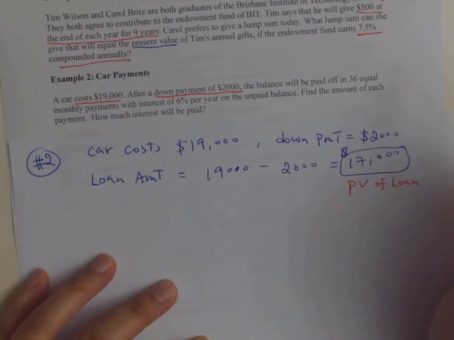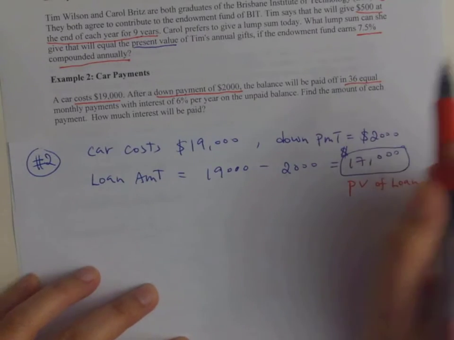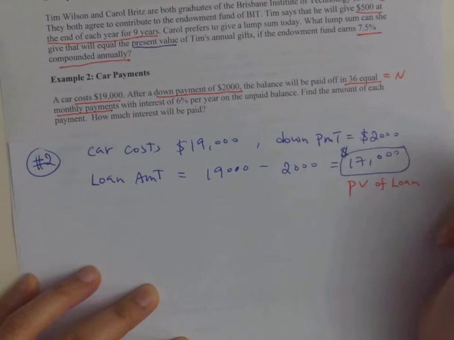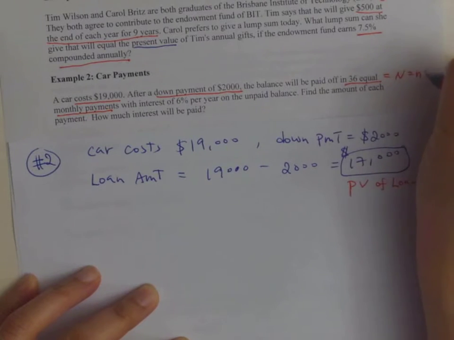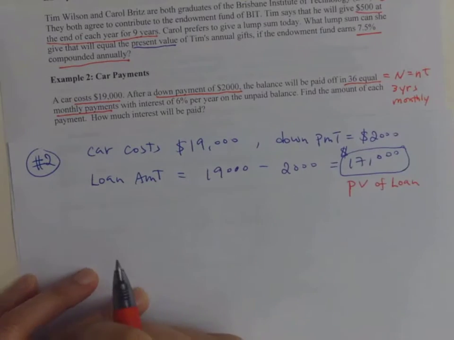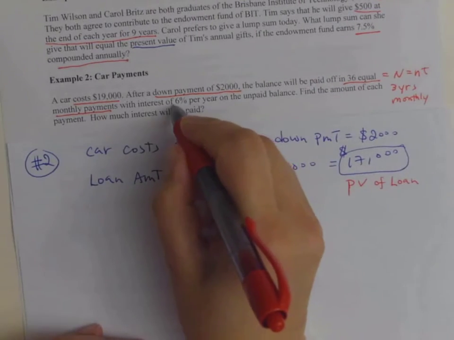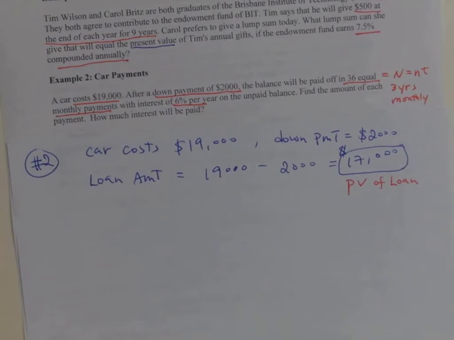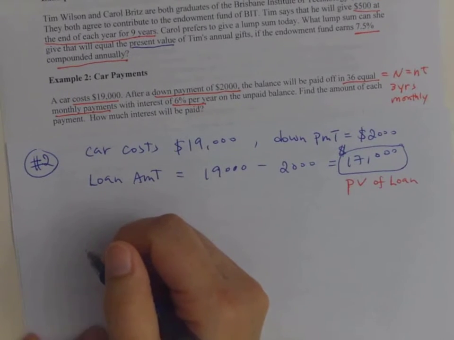Okay, you want to pay it off in 36 payments, so you can use it to represent the big N, which is equal to N times T, or you can say this is going to be 3 years and 12 times a year, right? Either way, the interest rate is 6%, and that's it. How much interest they will pay, we can find that later.